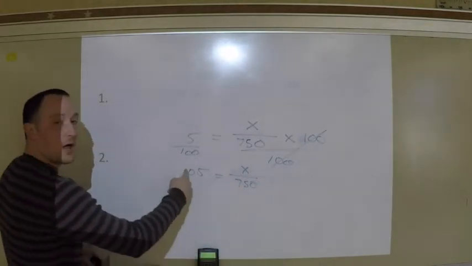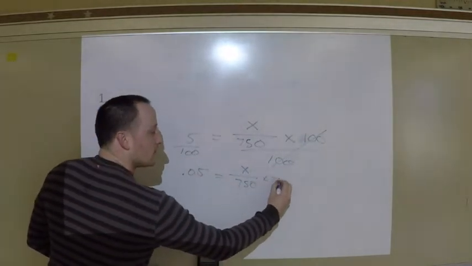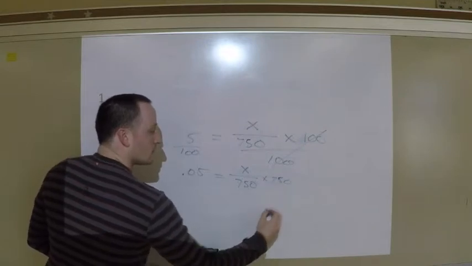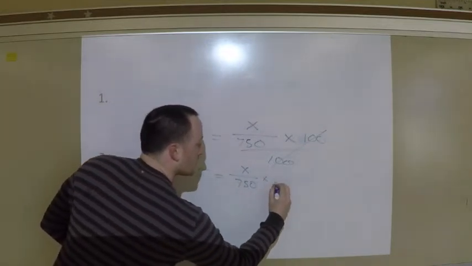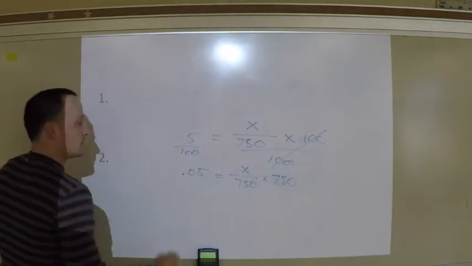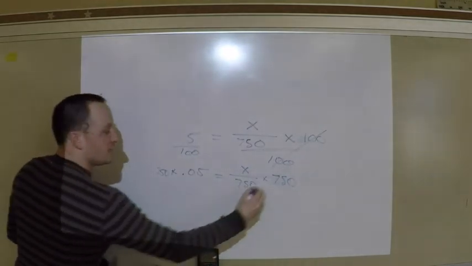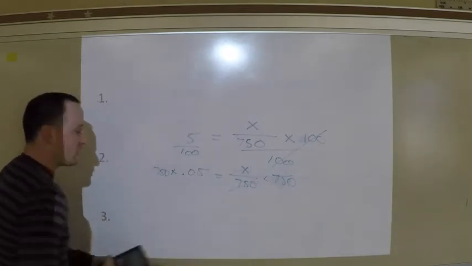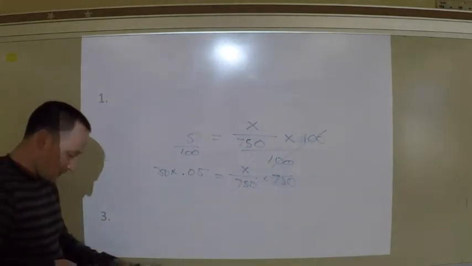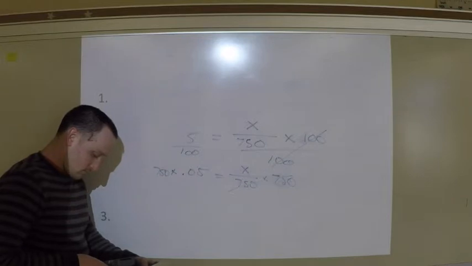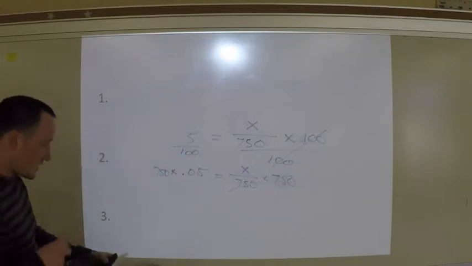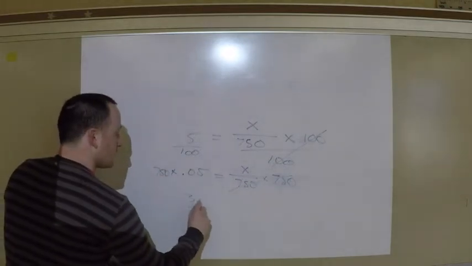Now I multiply both sides by 750. These are going to cancel out here, and 0.05 times 750 is 37.5.